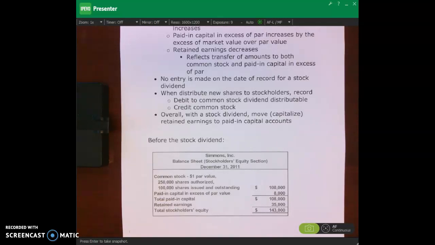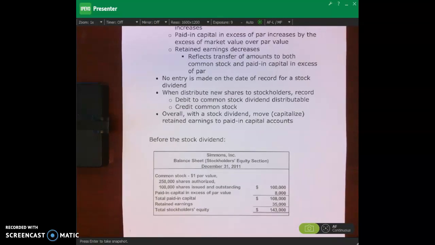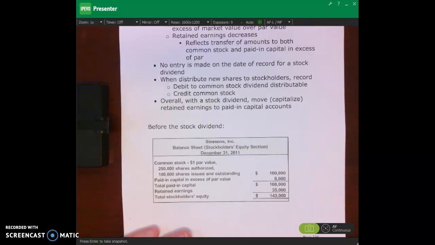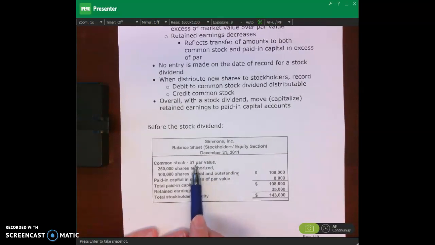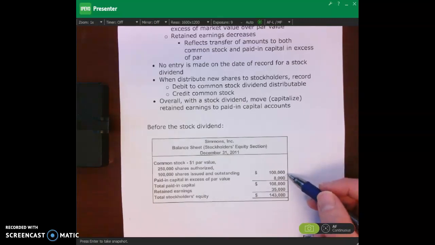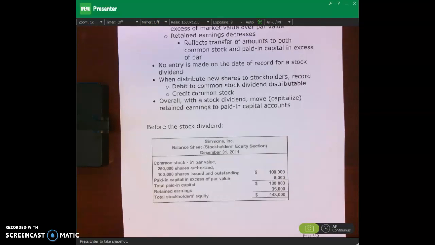So now let's look at our example. Let me just continue talking about this balance sheet. I want to focus here again a little bit more. We have our common stock, 100,000 shares issued and outstanding, paid-in capital in excess of par, total paid-in capital of 108, and then retained earnings of 35. It gives us our total stockholders' equity. This is before we did our small stock dividend in that prior problem.